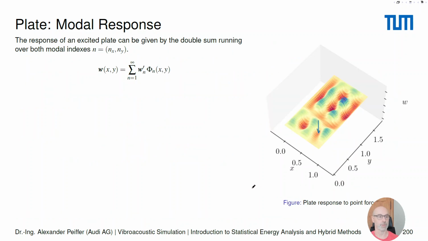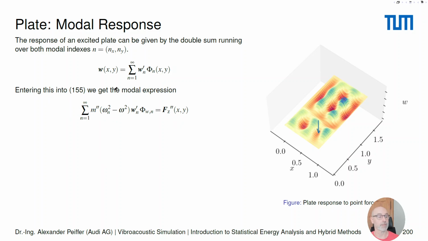Okay, good. So next step is, what do we do with the modes, despite the fact that we can describe the statistics of our plate here? The next step is to use the modal response to calculate the response to specific force excitations. And again, we use a double sum, but using now the single index, running over all the mode shapes with the modal coordinates, again denoted by the prime. When we enter this into the homogeneous wave equation, we will get this result here.